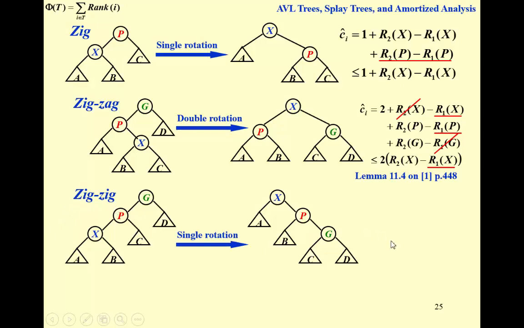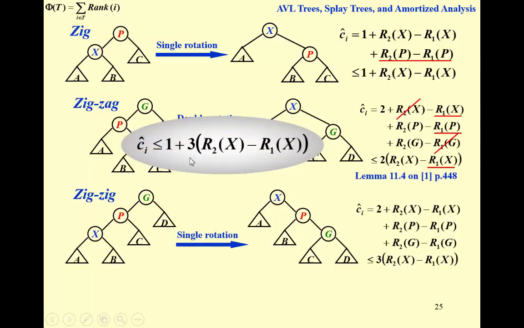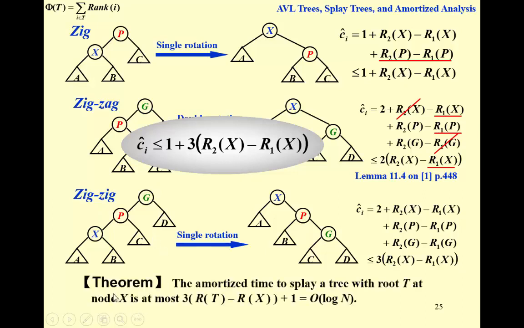And in the zigzag situation, actually everything is similar. You can similarly prove that the amortized cost is bounded above by 3 times the after rank of X minus the before rank of X. So put them all together, we can find the common upper bound for the amortized cost. Right? We just take the maximum, which is 1 plus 3 times the difference. Now let's sum them up. We get the conclusion of this theorem.